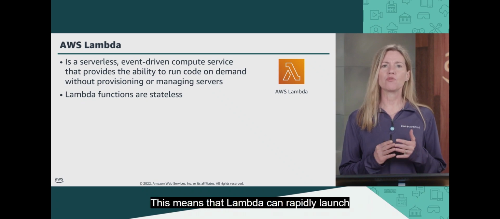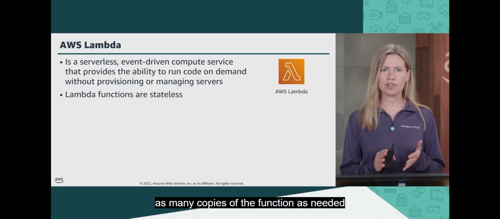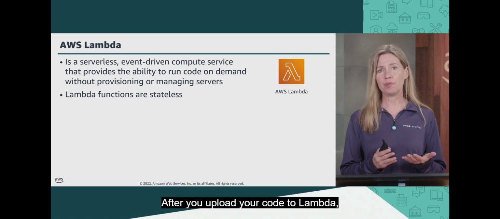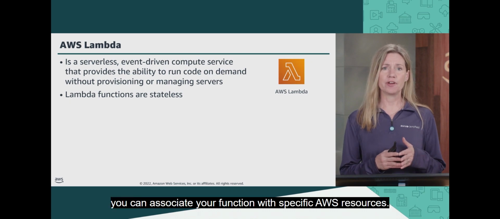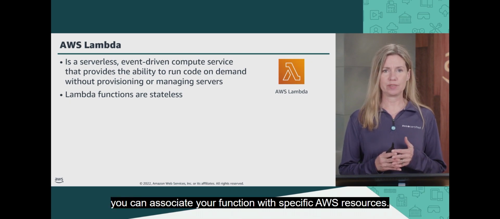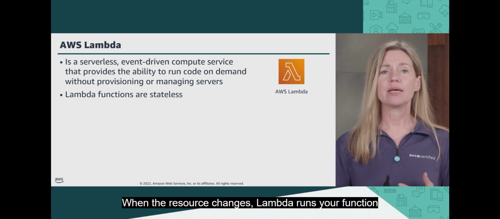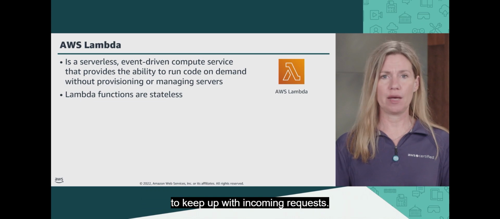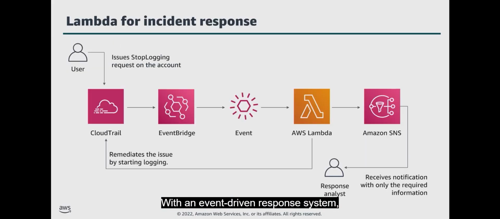This means that Lambda can rapidly launch as many copies of the function as needed to scale to the rate of incoming events. After you upload your code to Lambda, you can associate your function with specific AWS resources. When the resource changes, Lambda runs your function and manages the compute resources as needed to keep up with incoming requests. With an event-driven response system, a detective mechanism invokes a responsive mechanism to automatically remediate the event. Let's look at an example of using Lambda in an event-driven architecture to respond to an incident.